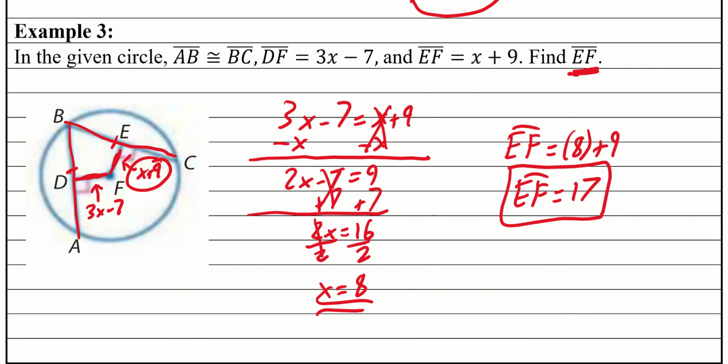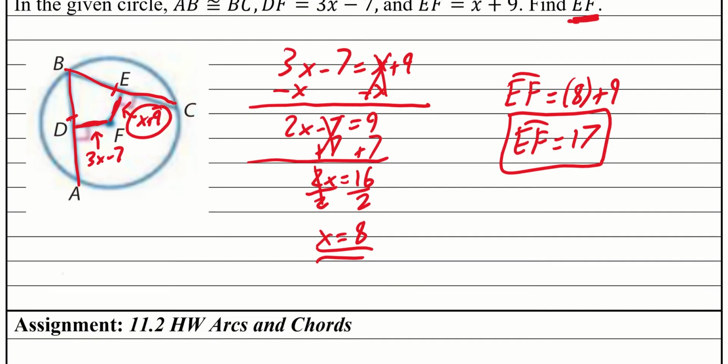A lot of things that you're going to see in this unit, or specifically in this lesson and in this homework, is just setting things equal to each other. Okay, you're usually going to have chords or different lines inside your circle that are equal to each other. Okay, so that is all the notes for today.